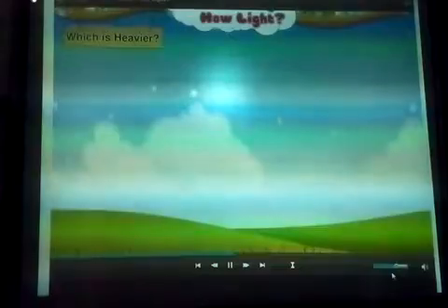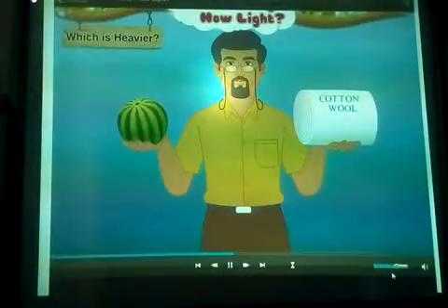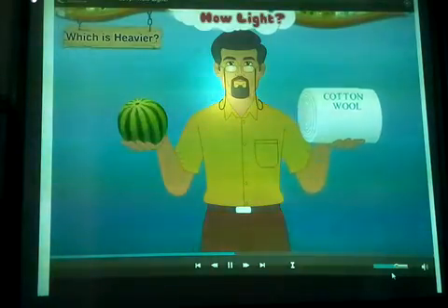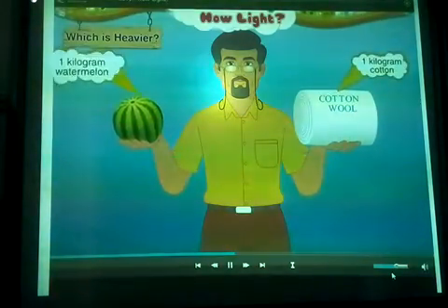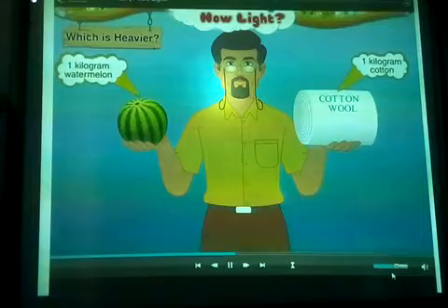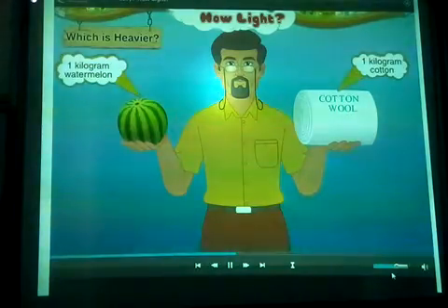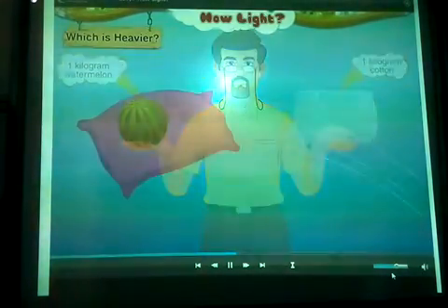Which is heavier? Mohan's boss asked, which is heavier, 1 kilogram cotton or 1 kilogram watermelon? 1 kilogram cotton and 1 kilogram watermelon, both are equal.